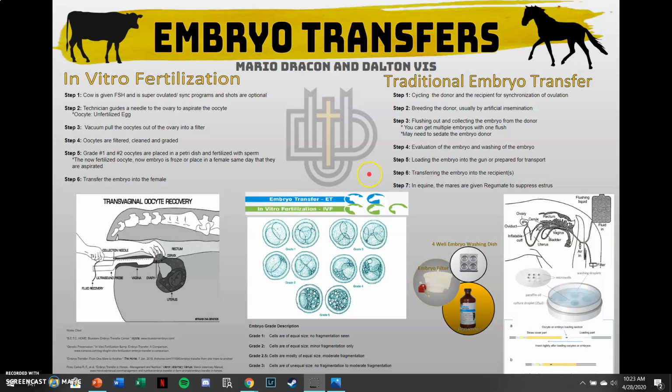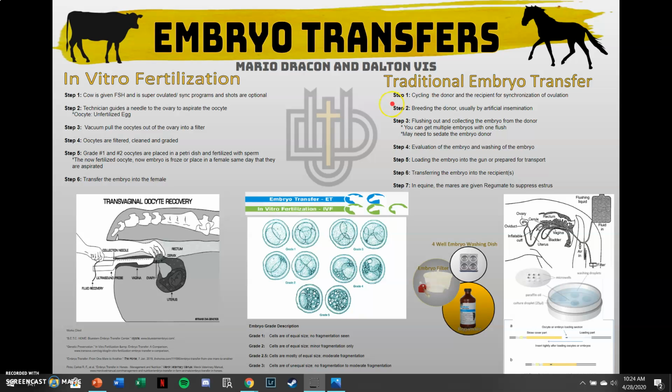So I will begin with traditional embryo transfers, also called fresh embryo transfers. Step one would be cycling the donor and the recip for synchronization of ovulation, and this can be manipulated by medications such as FSH and oxytocin. They are also ultrasounded every day, just to get a better idea where they are in their estrous cycle.